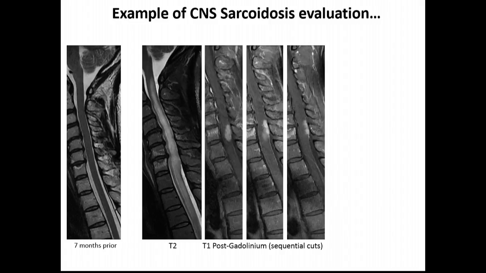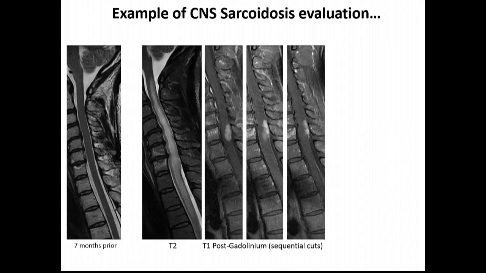7 months later, she developed a subacute myelopathy. Numb feet, a little weakness, urinary retention. She had an MRI, and what you see here is a longitudinally extensive myelopathy. I define that by a T2 signal change that goes for more than 3 bony levels.